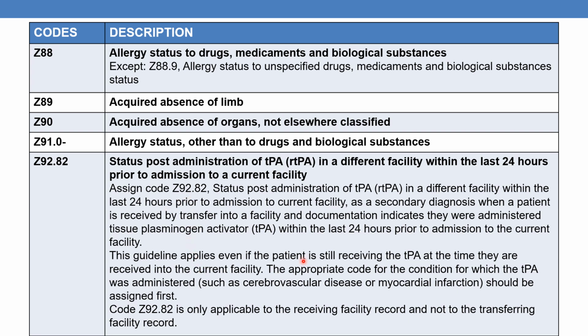And this guideline applies even if the patient is still receiving the TPA at the time they were received into the current facility. The appropriate code for the condition to which TPA was administered, such as cerebrovascular accident, cerebrovascular disease, or myocardial infarction, should be assigned as the principal diagnosis, or first. And code Z92.82 is only applicable to the receiving facility record and not to the transferring facility record. This is important.